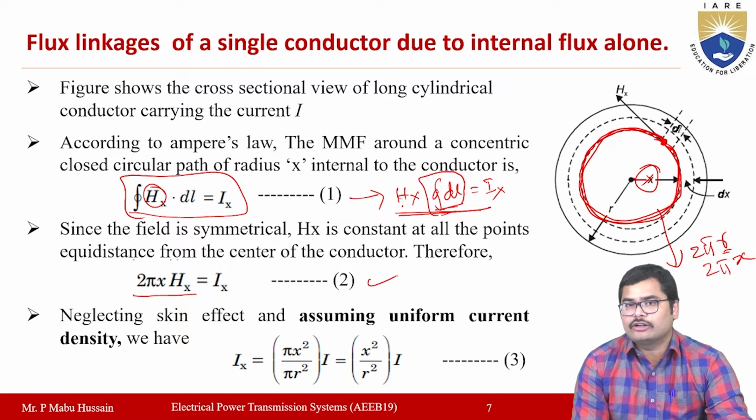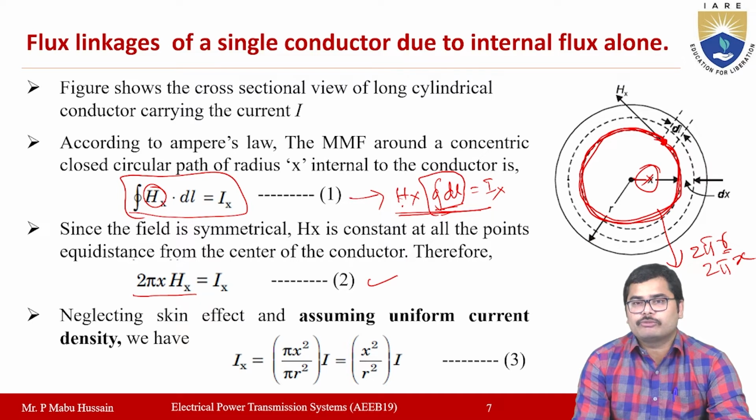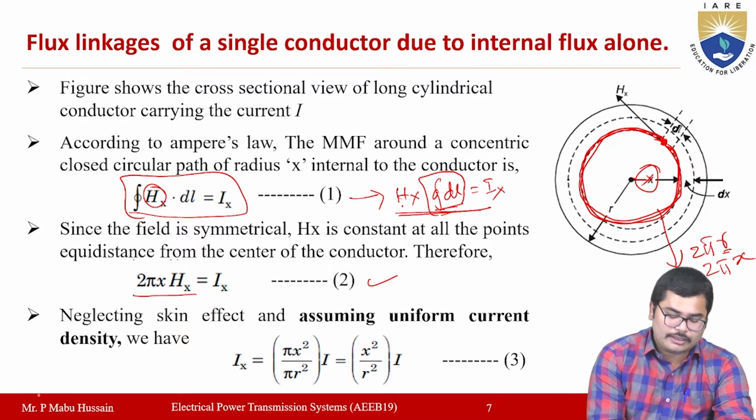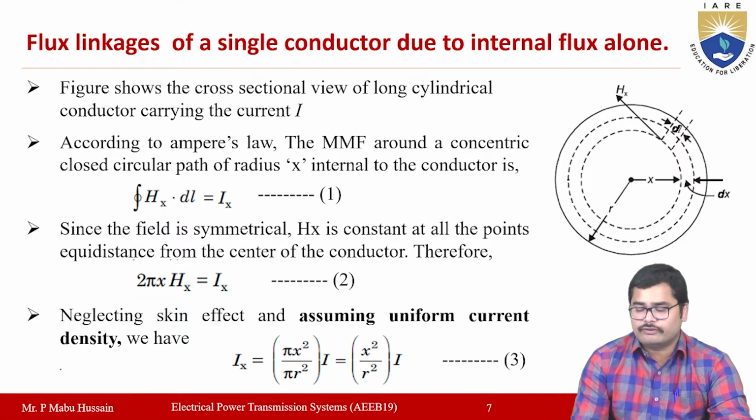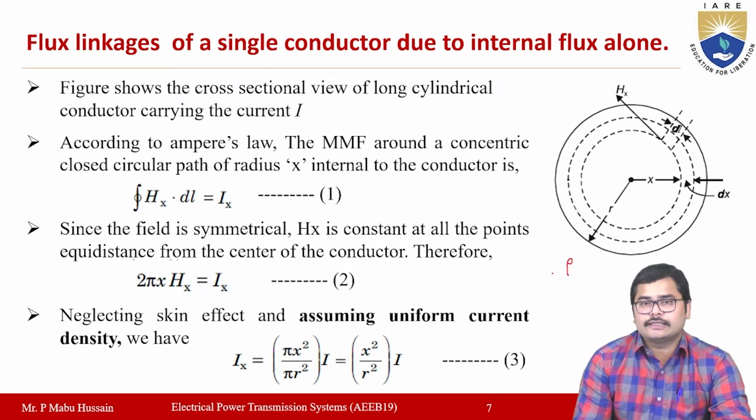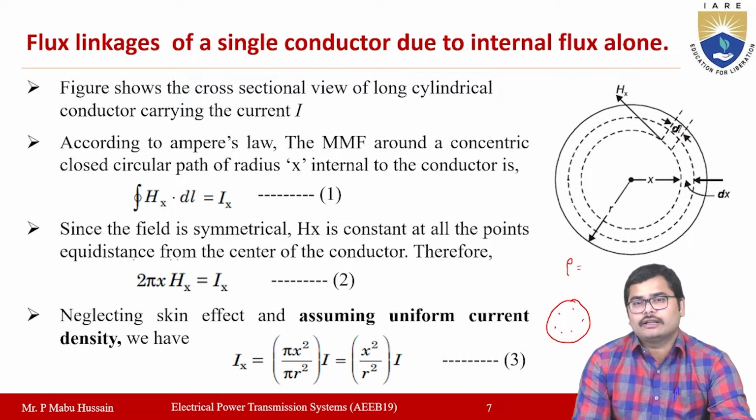As I said before, I am neglecting the skin effect. I am also assuming uniform current distribution inside the conductor. When you assume uniform current distribution inside the conductor, the current density is always the same. If you take one conductor here, the current density at any point will be constant if the current is uniformly distributed across the conductor.